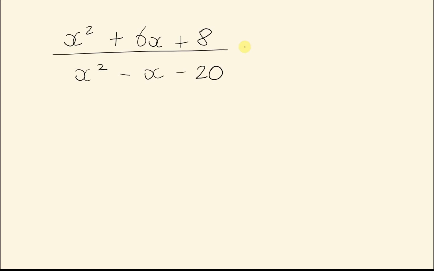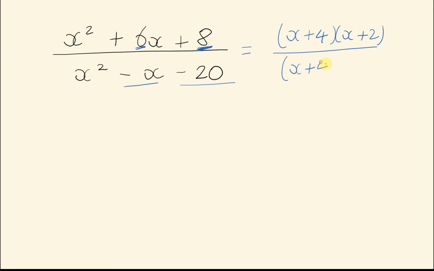Here, we're going to start the exact same way. We're going to simplify the numerator and the denominator. For the numerator, we want two numbers that multiply to give us 8 and add to give us 6. That is going to be 4 and 2. And for the denominator, we're looking for two numbers that multiply to give us minus 20 and add to give us minus 1. That is going to be plus 4 and minus 5.